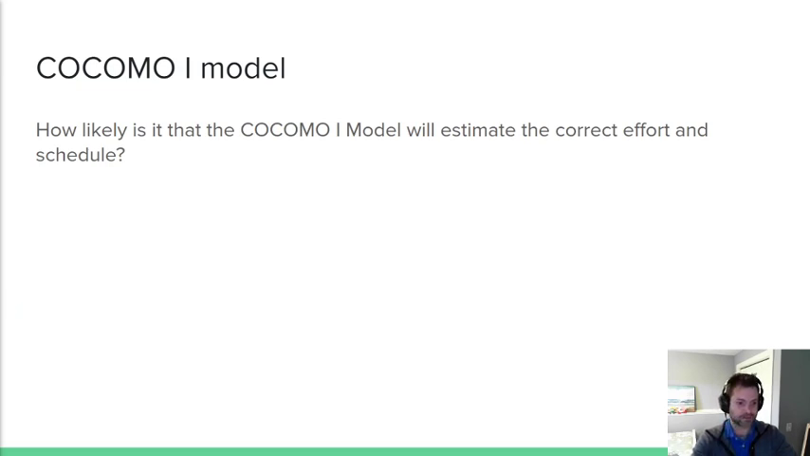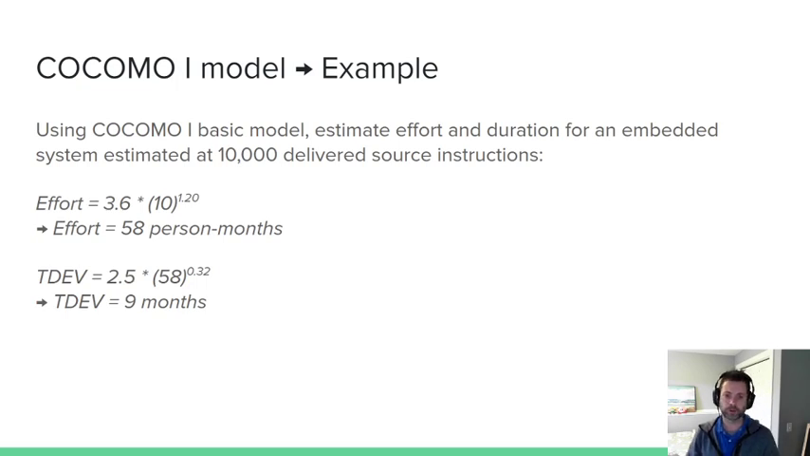Any guesses at all? So again, let's think about this in terms of what we're putting into the model. All right, so we're looking at this embedded system here. I'm clicking on a streaming software, so arrow keys don't work. I have an embedded system, right? 10,000 lines of code. If that is the only parameter I'm putting into this model, it's probably going to be not super accurate.